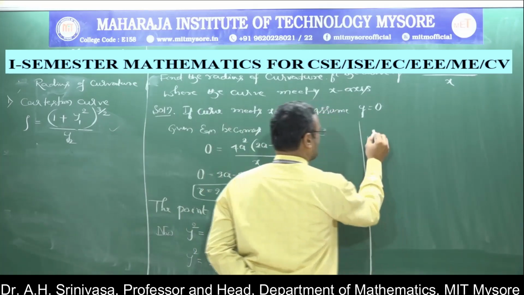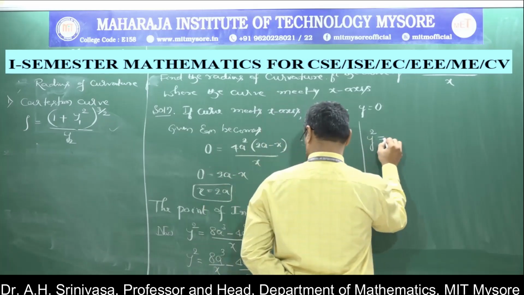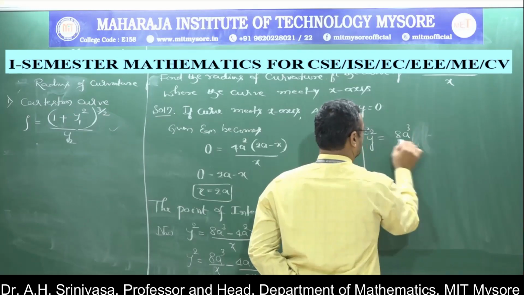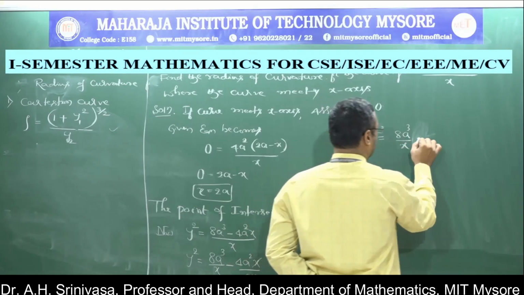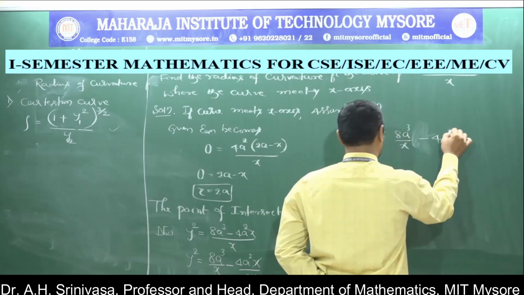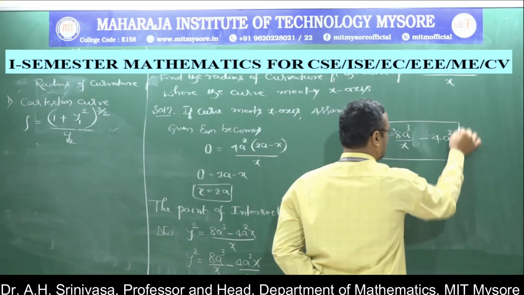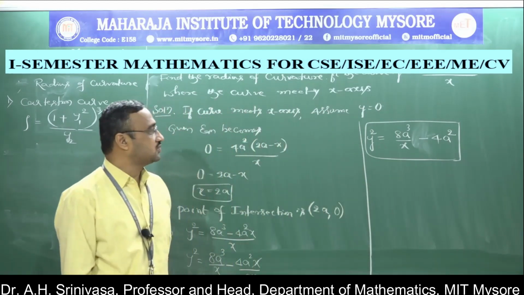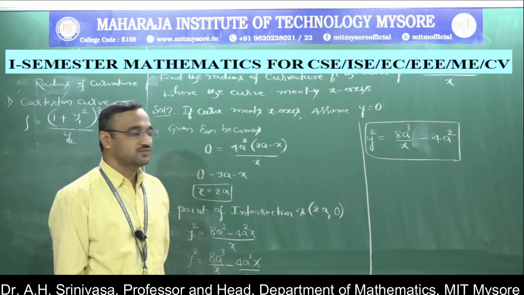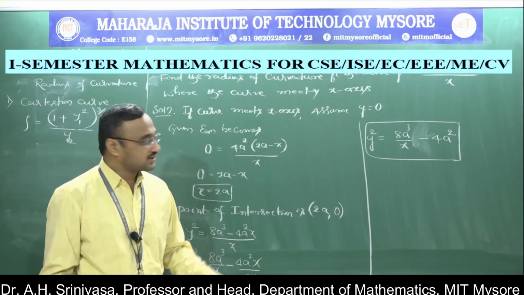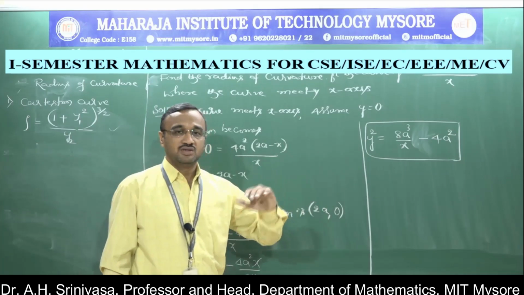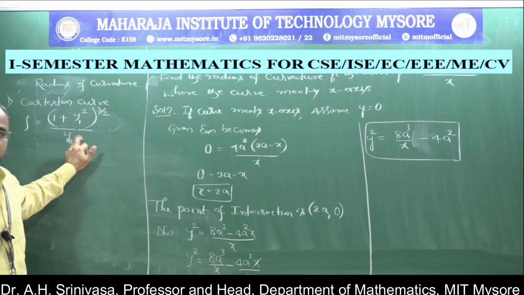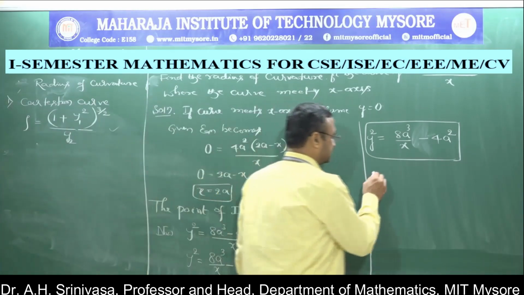What we get now here, y square should be equal to 8a cube by x minus 4a square. Now we have reduced it to this form, that is y square equal to 8a cube by x minus 4a square. So after reducing this to simplified form, now I am going to find out the first and second order derivative, what we need for the formula. Okay.